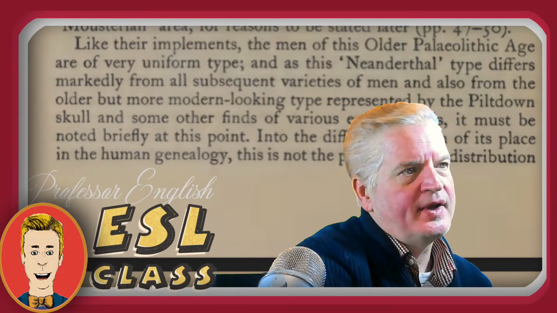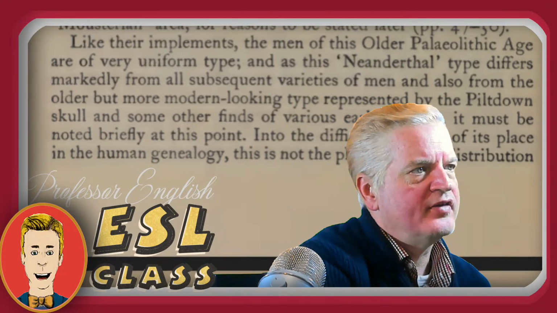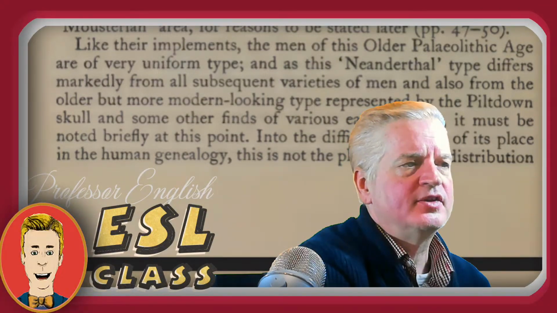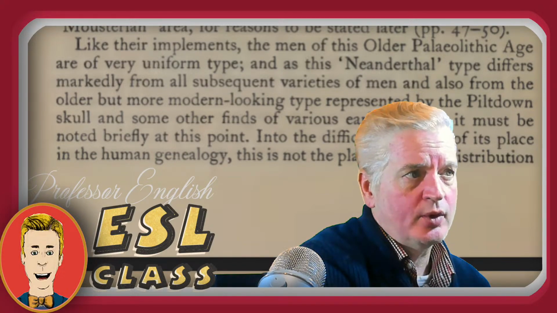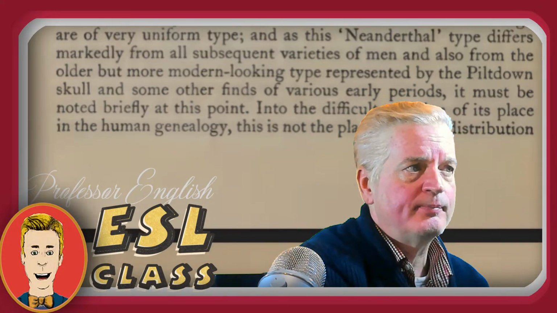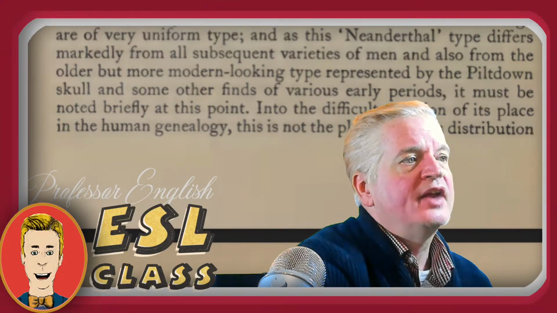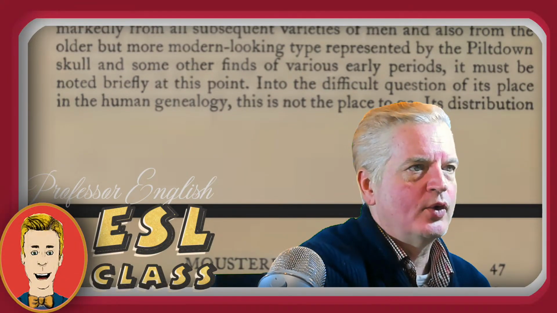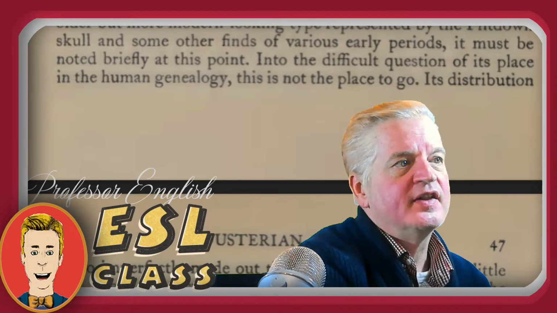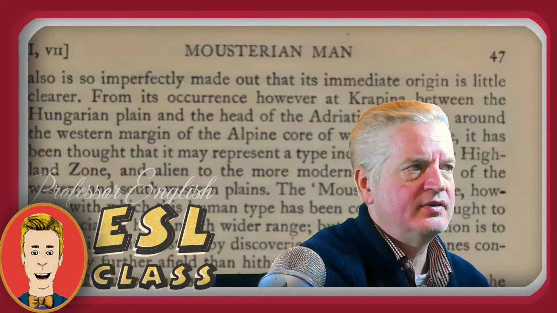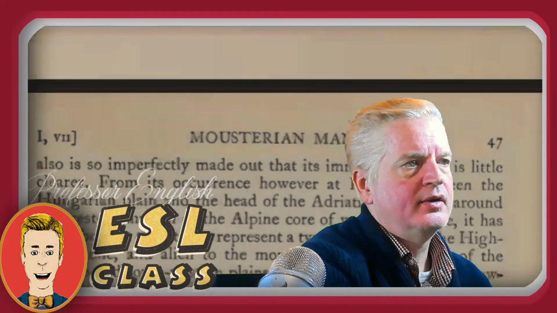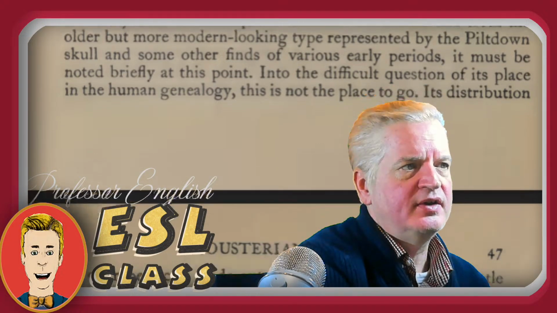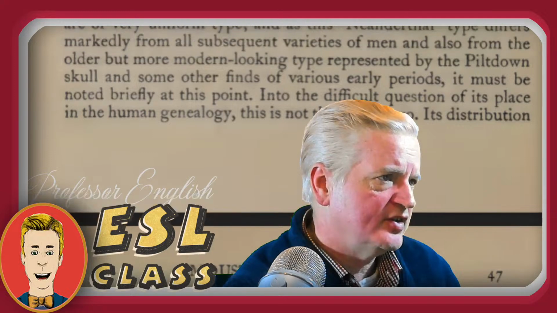Like their implements, the men of this older Paleolithic age are of a very uniform type. And this Neanderthal type differs markedly from all subsequent varieties of men, also from the older but more modern-looking type represented by the Piltdown skull, which is a hoax, apparently, and some other finds of various early periods. It must be noted briefly at this point, into the difficult question of its place in human genealogy, that this is not the place to go. Wait, let me read that again. What is not the place to go?